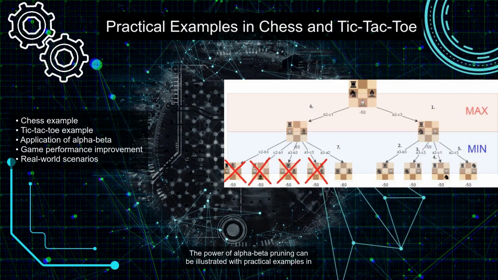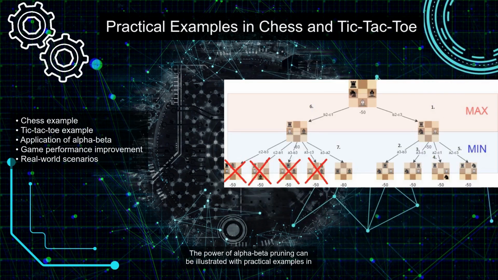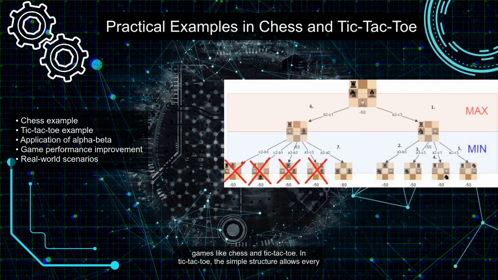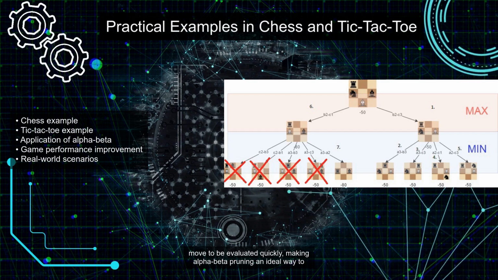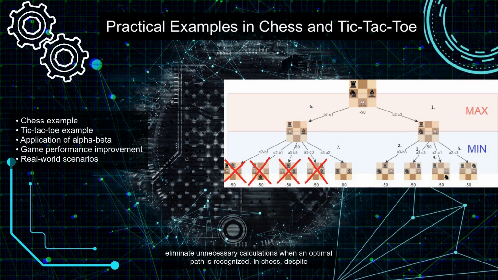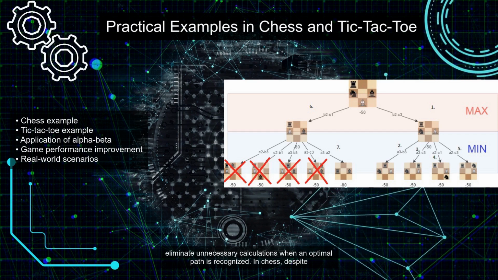The power of alpha-beta pruning can be illustrated with practical examples in games like Chess and Tic-Tac-Toe. In Tic-Tac-Toe, the simple structure allows every move to be evaluated quickly, making alpha-beta pruning an ideal way to eliminate unnecessary calculations when an optimal path is recognized.